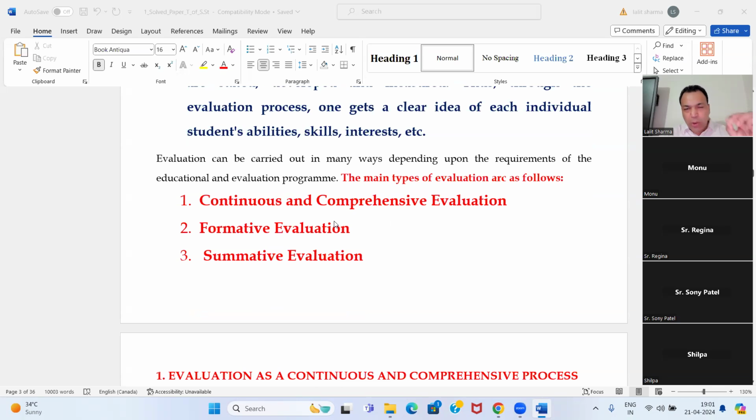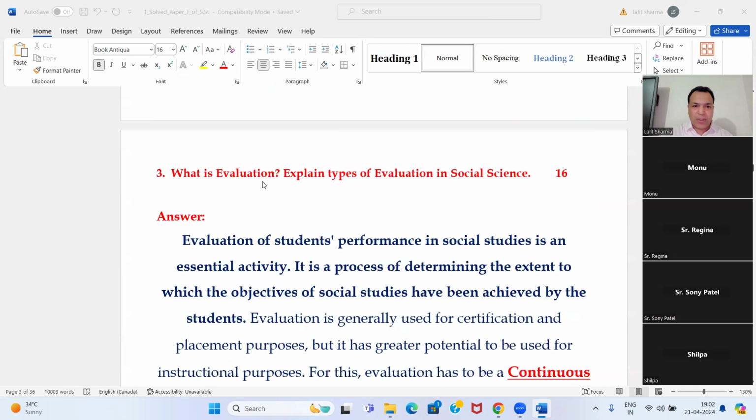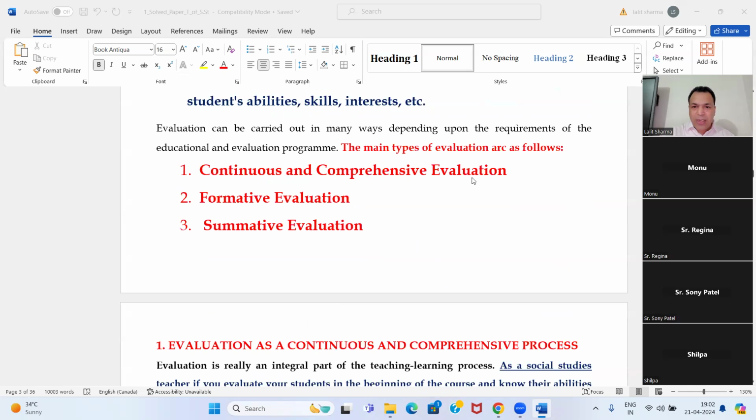ओके. Teacher should know it. Teacher must know it. Number 1 is continuous and comprehensive evaluation. Second is formative evaluation. Third is summative evaluation. बहुत इंपॉर्टेंट होती हैं ये. राइट. ओके. ये टाइप्स आ गया. ठीक है. यही क्वेश्चंस में था ना. क्या था ये देखो क्वेश्चन. ये देखो पढ़ो. What is evaluation? Explain types of evaluation. राइट. Continuous and comprehensive, formative evaluation, summative.